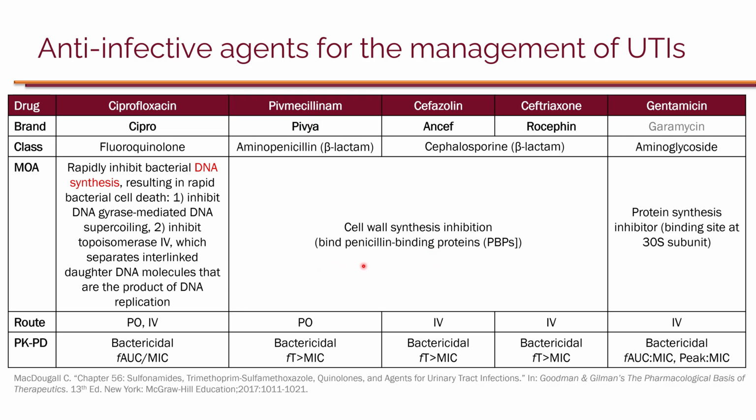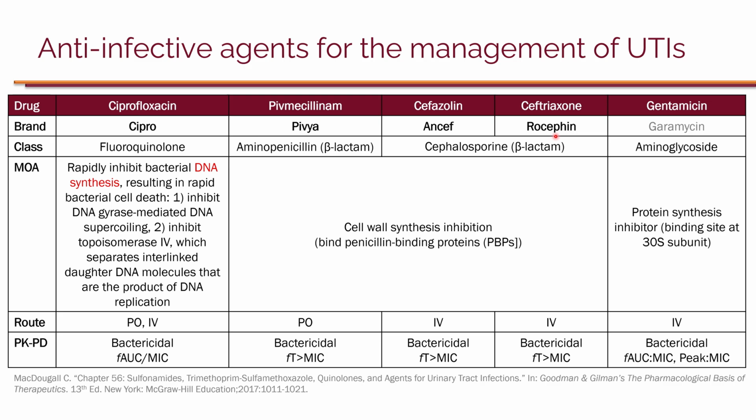And just like any beta-lactam, they act by inhibiting cell wall synthesis. They bind to penicillin-binding proteins, and it is bactericidal. Some other beta-lactams that are commonly used in UTIs include the first-generation cephalosporin cefazolin, which is only available as IV, which has activity against E. coli, but it depends on local susceptibility rates. So E. coli may or may not be resistant to cefazolin.